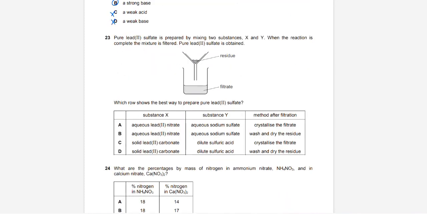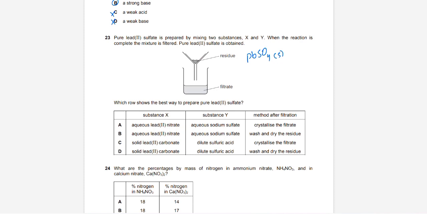Pure lead sulfate is prepared by mixing two substances X and Y. When the reaction is complete, the mixture is filtered, and lead sulfate is obtained. So lead sulfate, PbSO4. We must know whether lead sulfate is insoluble or soluble. It is insoluble. Only potassium sulfate, ammonium sulfate, and sodium sulfate are soluble. Other sulfates are insoluble.